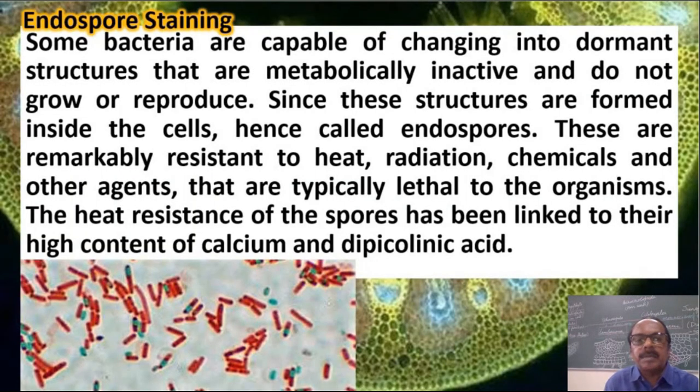Some bacteria are capable of changing into dormant structures during unfavorable conditions that are metabolically inactive and do not grow and reproduce at this stage. Since these structures are formed inside the cells, they are called endospores.